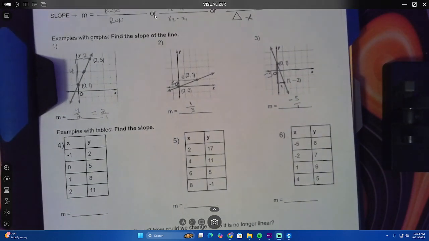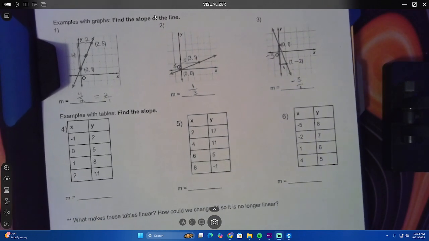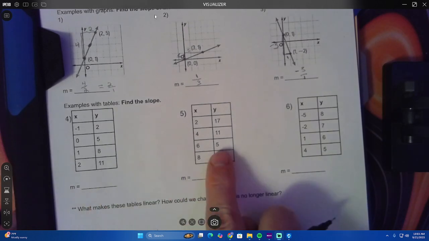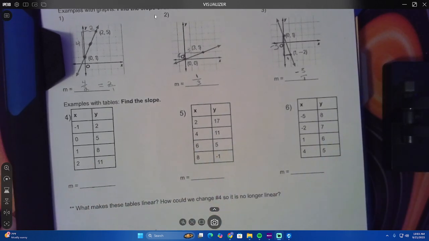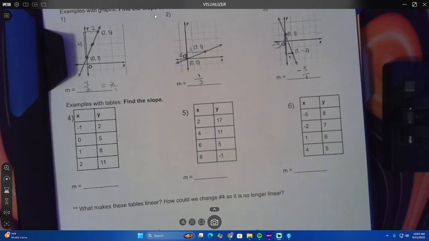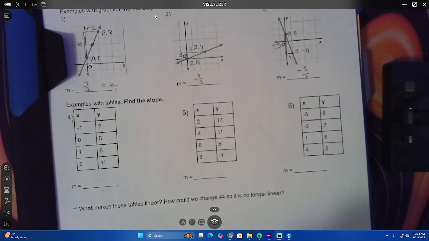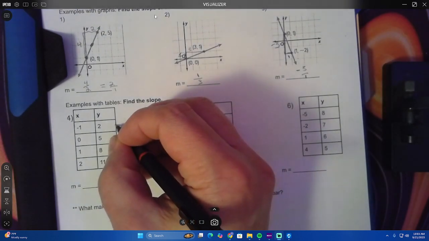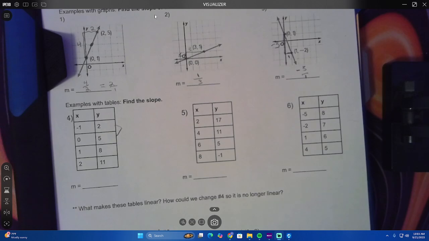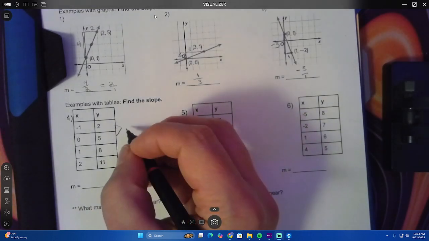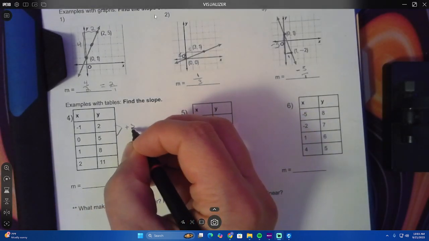Now, one way you might have to find slope is from a table of values. So these 3 examples right here are all examples of linear tables. And we can find the slope from these tables. One thing we want to do is find the difference in our y value. So what do I do to go from 2 to 5 right there? I know to go from 2 to 5, that's a change of plus 3.